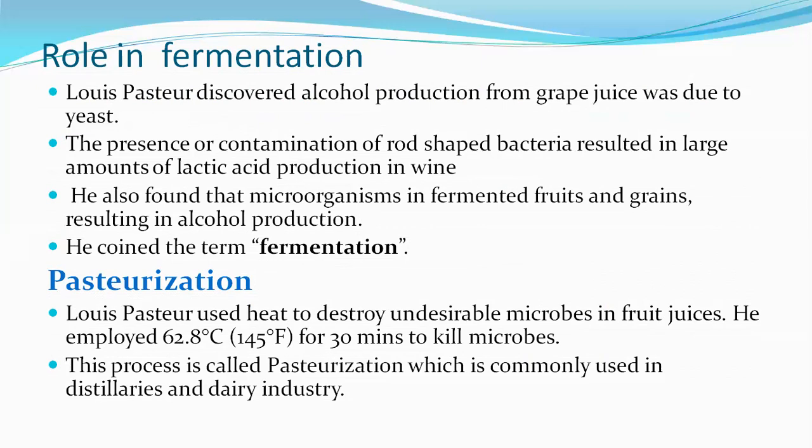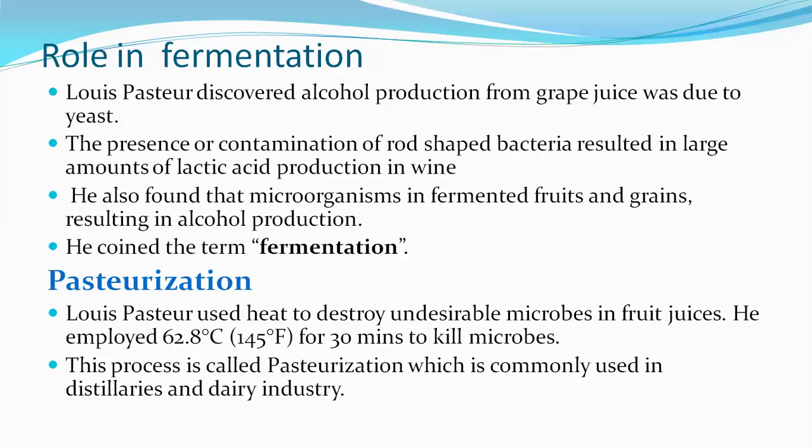Okay, so Pasteur found that alcohol fermentation was brought about by microbes. He observed different types of bacteria in different lots. In good lots, one type of organism was predominant, while in poor product another kind of organism was found. So Louis Pasteur discovered alcohol production. This alcohol production is carried out with the help of grape juice, and it was due to the yeast Saccharomyces cerevisiae. The contamination of rod-shaped bacteria resulted in a large amount of lactic acid production in wine.